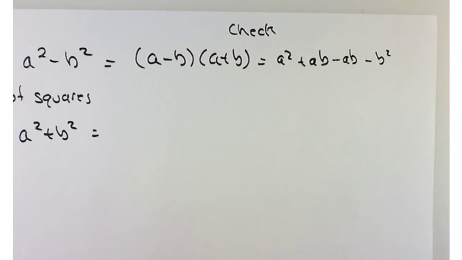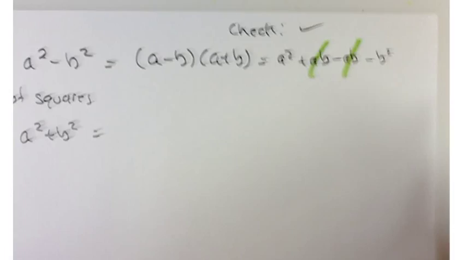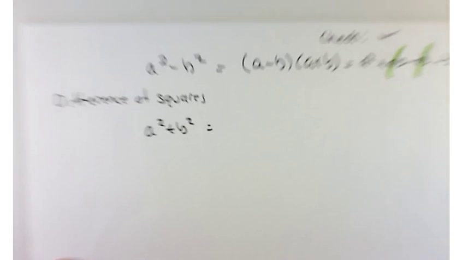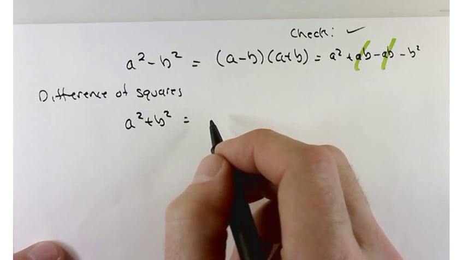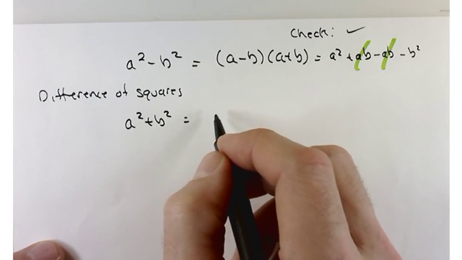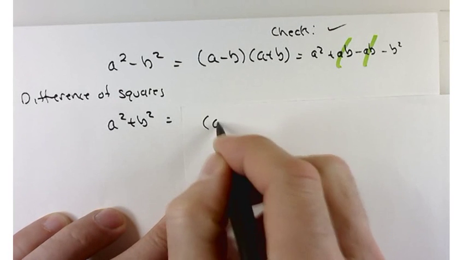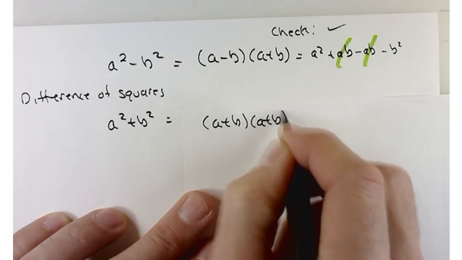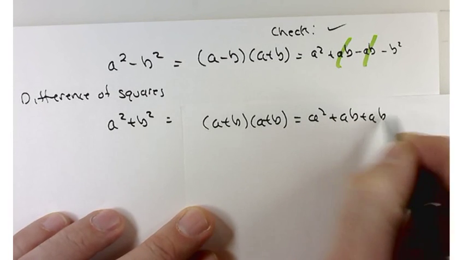A squared plus b squared is a different matter. You could try a bunch of different factorizations. You could try a plus b times a plus b. I wouldn't copy this down. A plus b times a plus b would be a squared plus ab effectively twice. Now, do these terms in the middle cancel each other out? So it's a squared plus 2ab plus b squared. So that doesn't work.